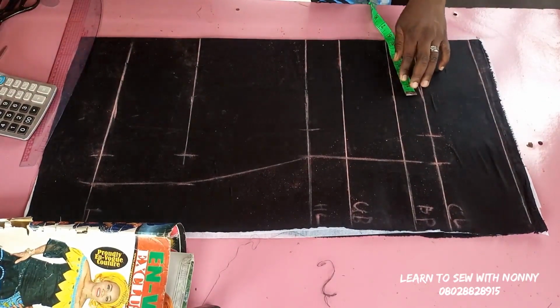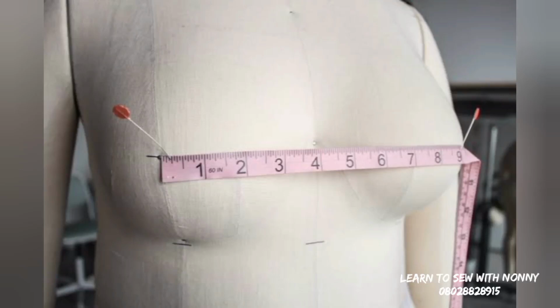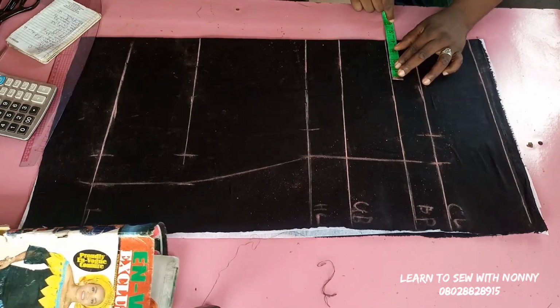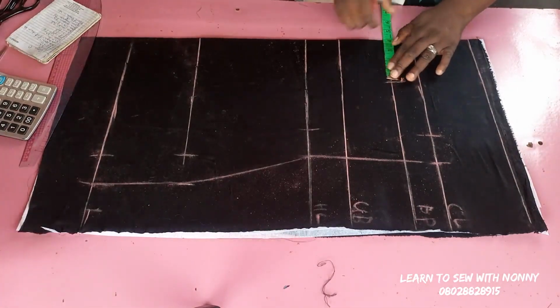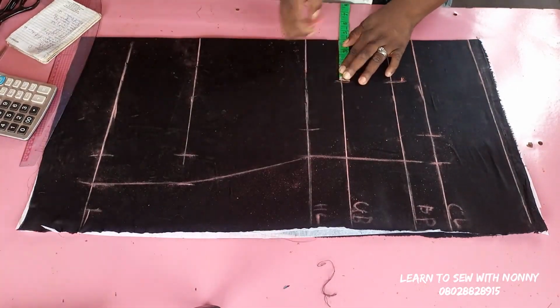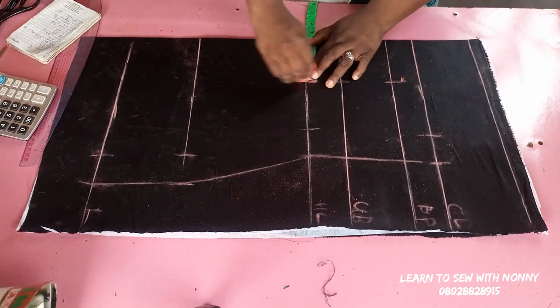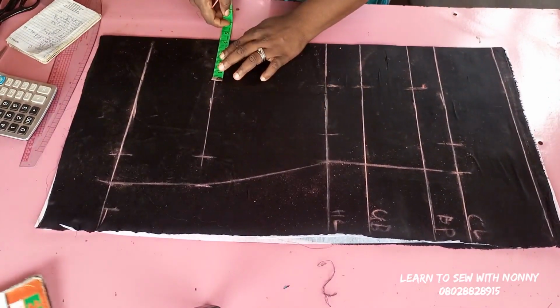Now we'll start making the bustier. It's an off shoulder bustier. We need your nipple to nipple measurement, and this is how to take it, from one point of the nipple to the other point. My nipple to nipple for this project is 7. That's divided by 2 is 3.5. You add half inch to it, and that's 4.